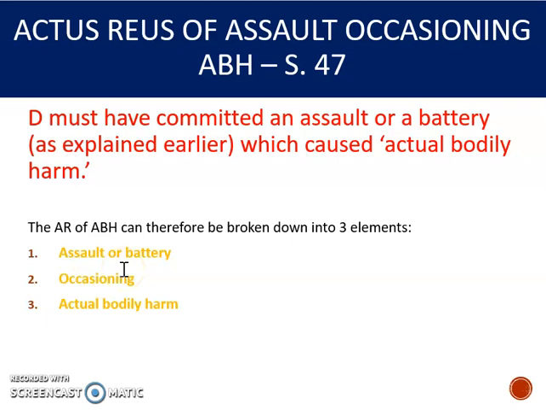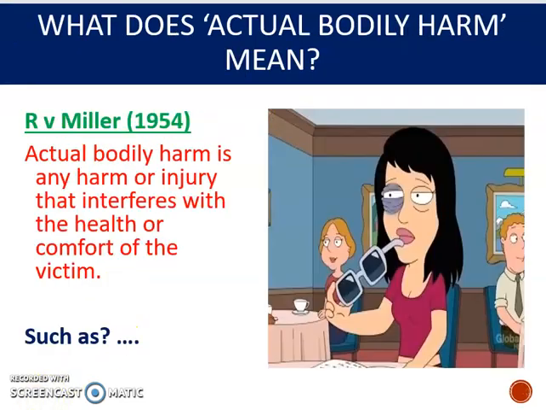So what we need to look at now with the actus reus of ABH is what does actual bodily harm actually mean? I've already alluded to it, it's a fairly small injury, but obviously we need to look at some definitions from cases on that. Our definition of actual bodily harm comes from the case of Miller, and the judge in this case said that actual bodily harm is any harm or injury that, quote, interferes with the health or comfort of the victim.